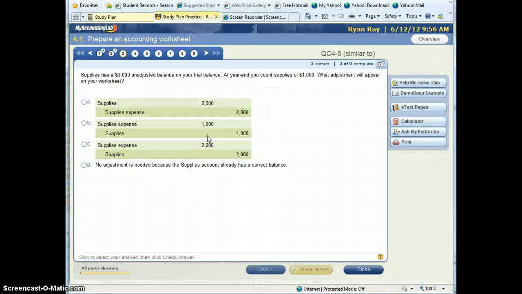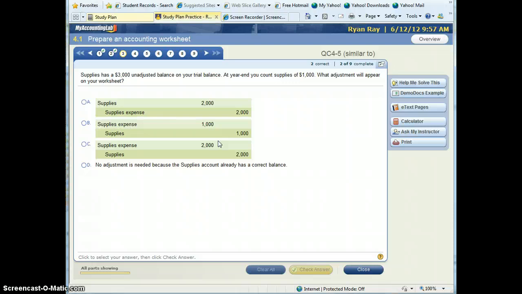Okay, let's talk about supplies. Supplies has a $3,000 unadjusted balance on your trial balance. At year end, you count supplies of $1,000. Okay, so we have $3,000, which is an asset, that's what's sitting on the books right now. At the year end, we only have $1,000 left, but we don't have any expenses shown. We have $3,000 on the books, so we have to get it down to the right amount.